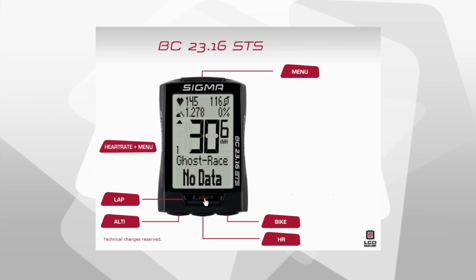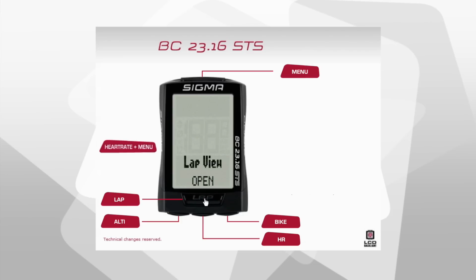By pressing and holding the lap button, you can open the lap view mode, in which you can scroll through the detailed lap statistics using the bike and ALTI buttons. Press the lap button to toggle between the stored laps.